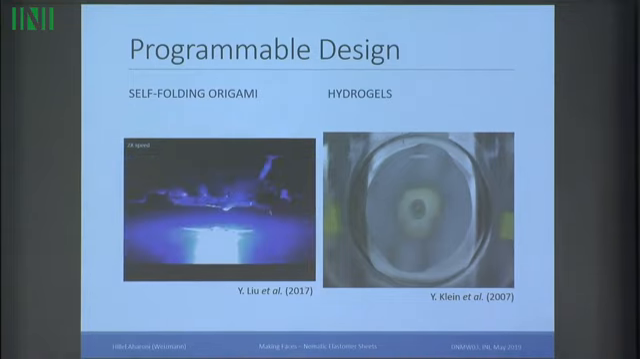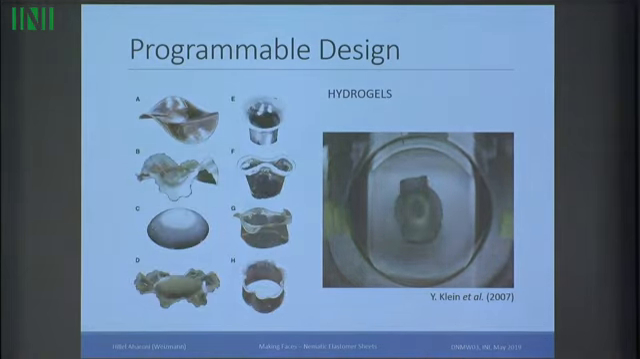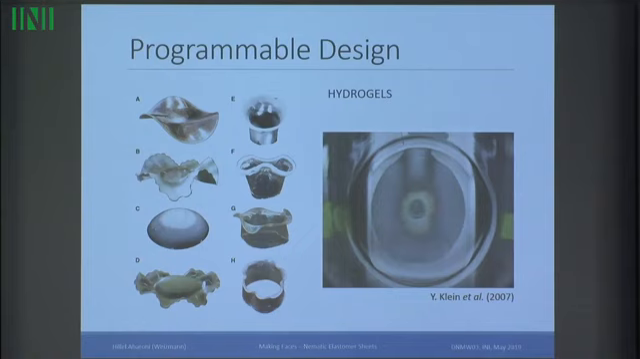This is self-folding origami, where you shine light on a piece of origami and certain lines are programmed to fold upon this lighting. These are hydrogels, where by heating the bath, different parts contract by different amounts, and the flat sheet takes a new shape of a saddle in this case. And one can really program many types of shapes into the material by controlling some local degree of freedom in the material that is coupled to the external field.